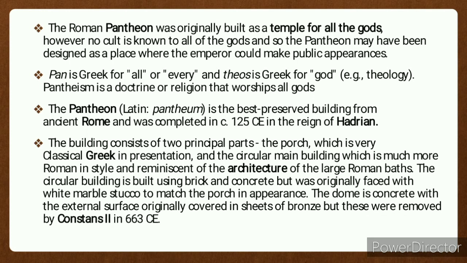The circular building is built using brick and concrete, but was originally faced with white marble stucco to match the porch in appearance. The dome is concrete with the external surface originally covered in sheets of bronze, but these were removed by Constans II in 663 CE.